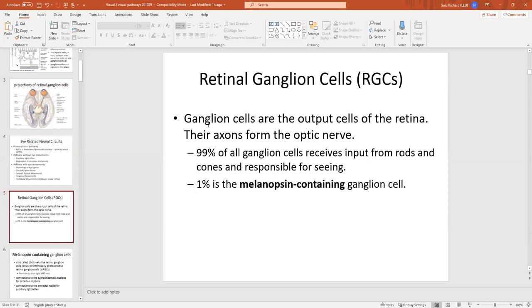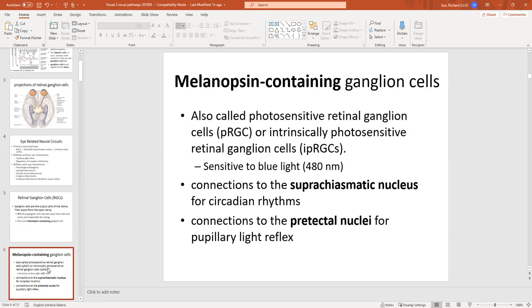This melanopsin-containing ganglion cell is also called the photosensitive retinal ganglion cell or intrinsically photosensitive retinal ganglion cell. The cell is particularly sensitive to blue light, with a wavelength of 480 nanometers. You don't need to memorize this; you can just memorize that it's sensitive to blue light, and that affects our circadian rhythm. This nerve connects to the suprachiasmatic nucleus to regulate our circadian rhythm. It also connects to the pretectal nuclei to conduct the pupillary light reflexes. So that's this unique cell.